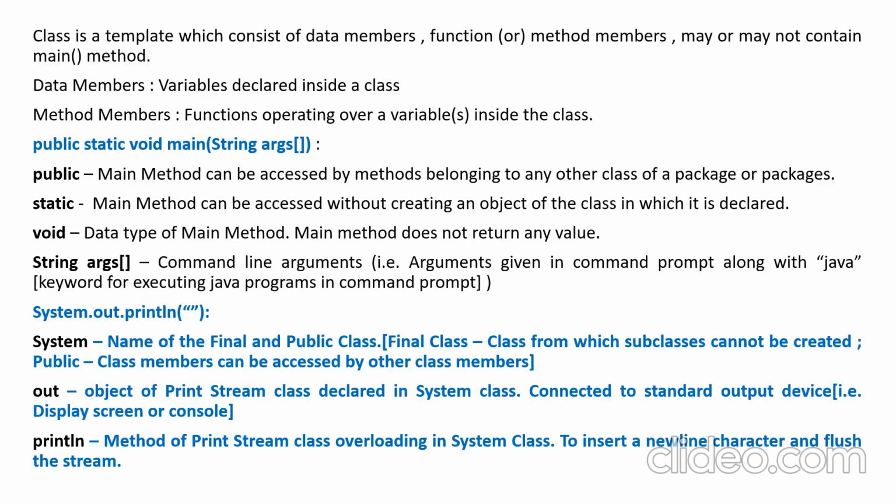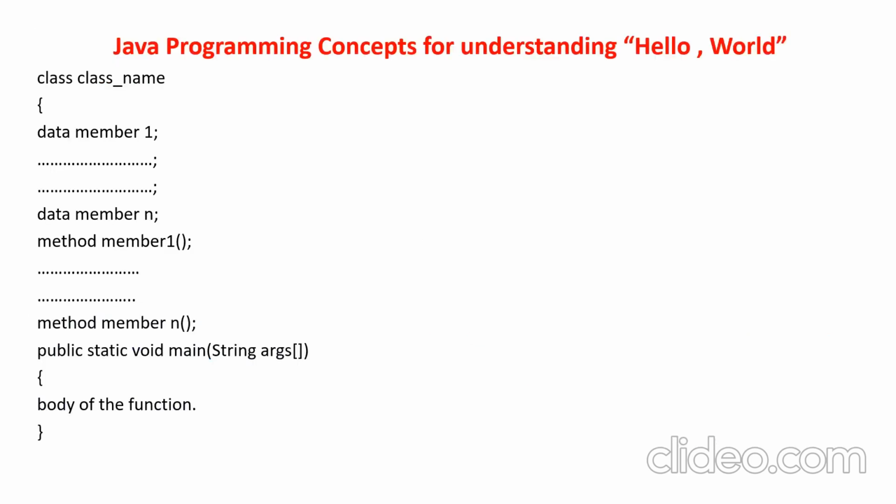Static means that the method can be accessed without creating an object for the class. Object means, in Java, you cannot directly access a class's variables. There is one small concept over here. If I include the word static before each of these data members as well as methods, I need not create an object. I can directly access all these data members as well as methods by just mentioning the class name.